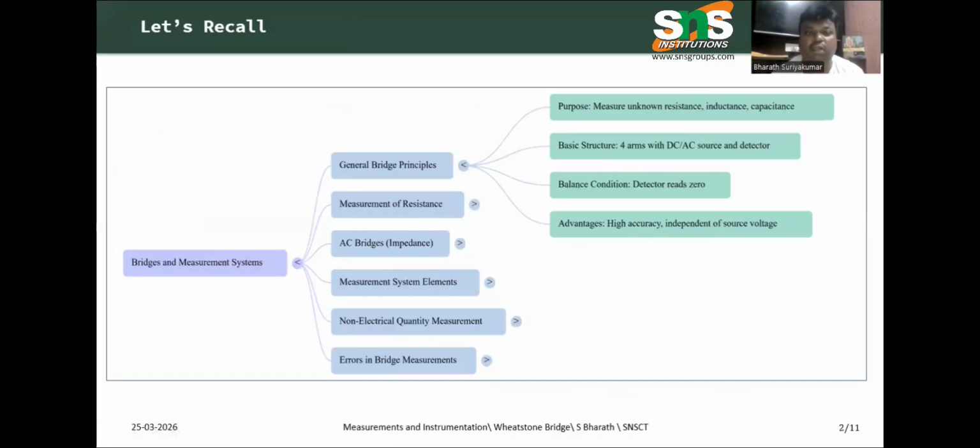Let's recall what we have just discussed. We discussed the various concepts of DC potentiometers. The general principles of DC potentiometer we discussed in the last class: the purpose, the basic structure, the balance condition and advantages.